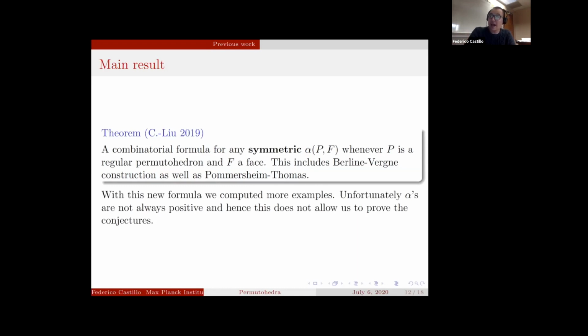This formula allows us to compute examples in Sage because it's a very combinatorial and very direct formula. And we found out that these numbers are not always positive. So we cannot prove the conjectures in this way, but this does not falsify the conjectures. We know of examples in which these numbers are negative and yet the corresponding Ehrhart polynomials always have positive coefficients. So this does not falsify the conjecture. This method is not going to work, sadly.